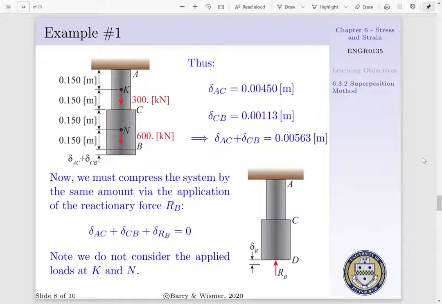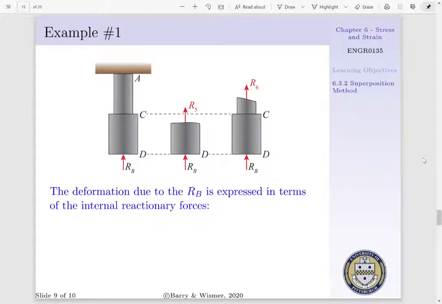Now, we have to apply a force, RB, to recompress our system by the same amount that it has deformed. That is, we can say delta AC plus delta CB plus delta RB is equal to 0. In this particular configuration, we do not consider our applied loads at K and N. Rather, we'll solely look at the effect of our reactionary force at B on the deformation of our system. For us to do this, we have to first determine our internal reactionary forces as we did previously.